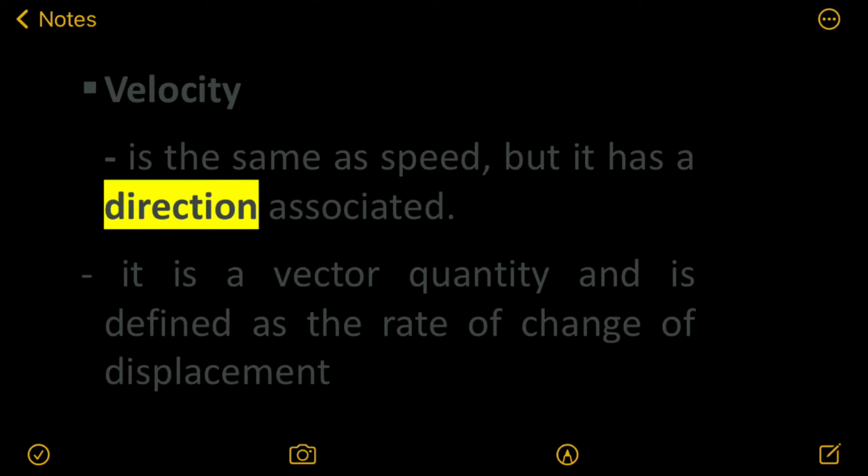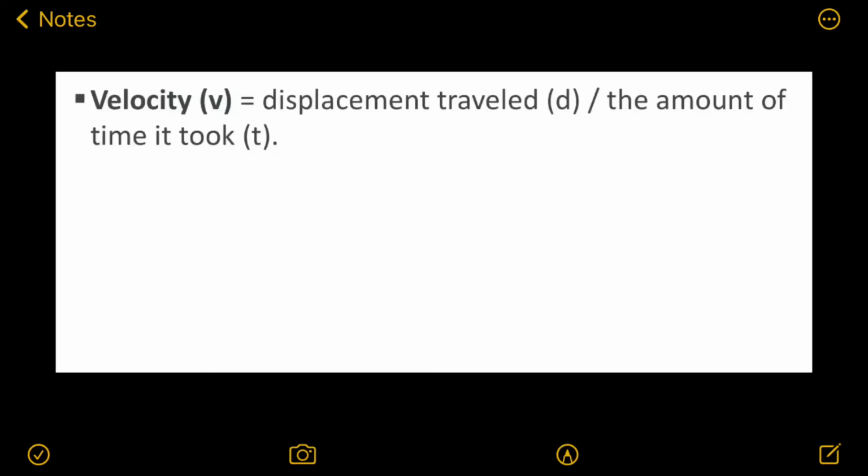Now let's talk about velocity. Velocity is the same as speed, but it has a direction associated. It is a vector quantity and is defined as the rate of change of displacement. Velocity is equal to displacement traveled divided by the amount of time it took.